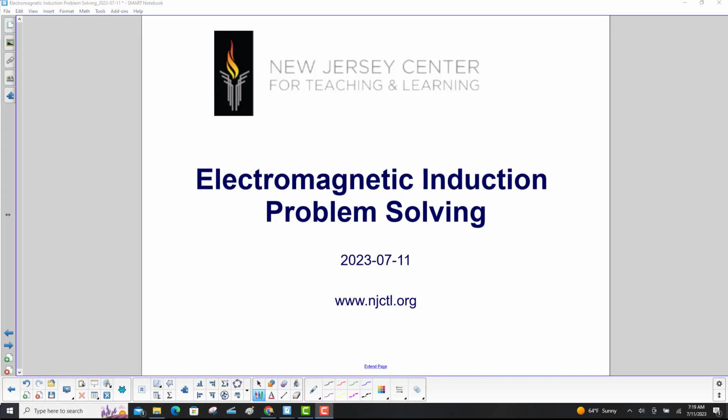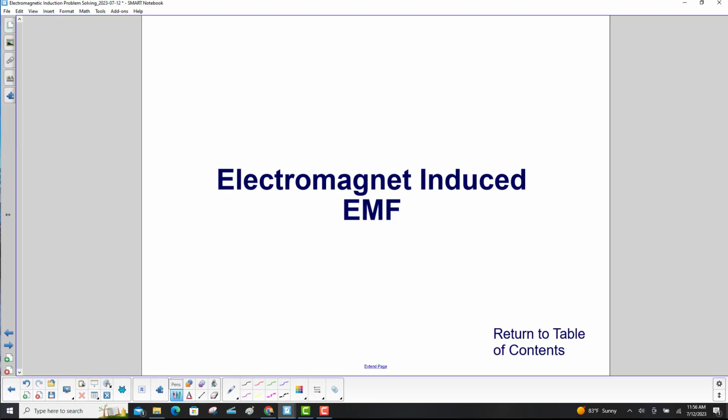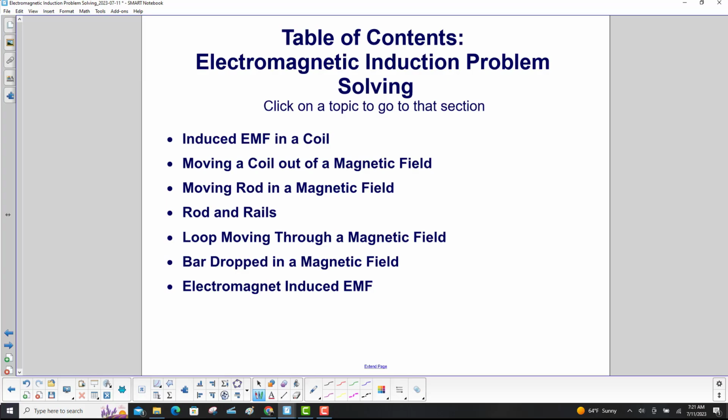Electromagnetic induction problem solving. 7 free response problems are solved in pretty good detail. We have induced EMF in a coil, moving a coil out of a magnetic field, moving a rod in a magnetic field, rod and rails, loop moving through a magnetic field, a bar dropped in a magnetic field, and electromagnet induced EMF.